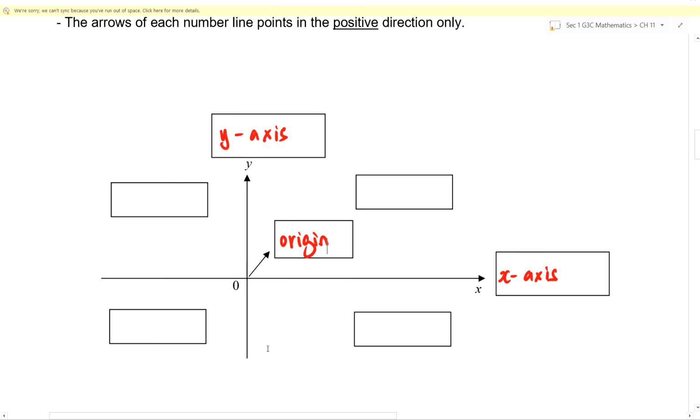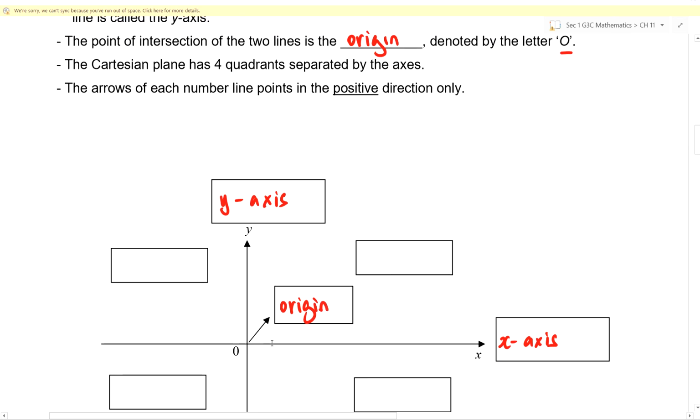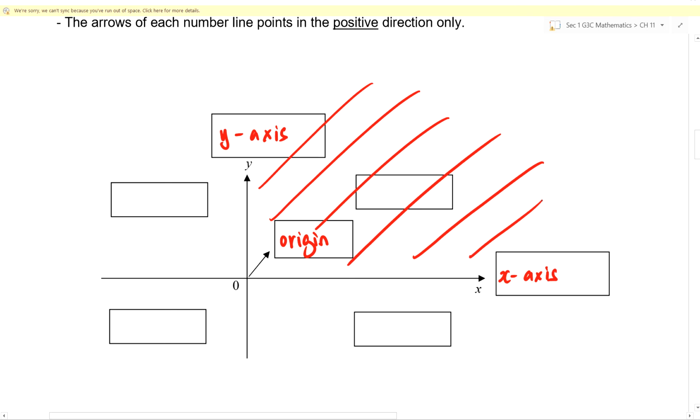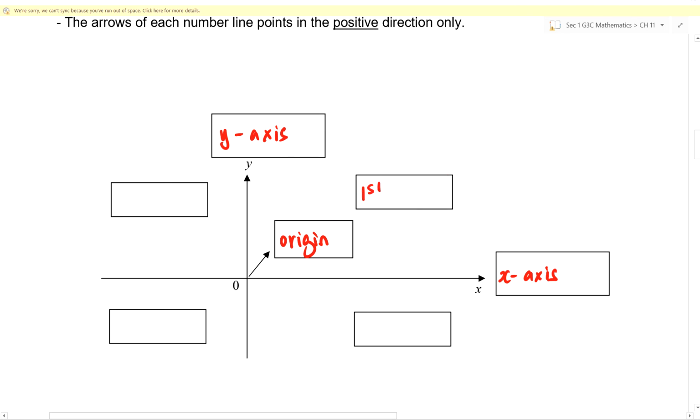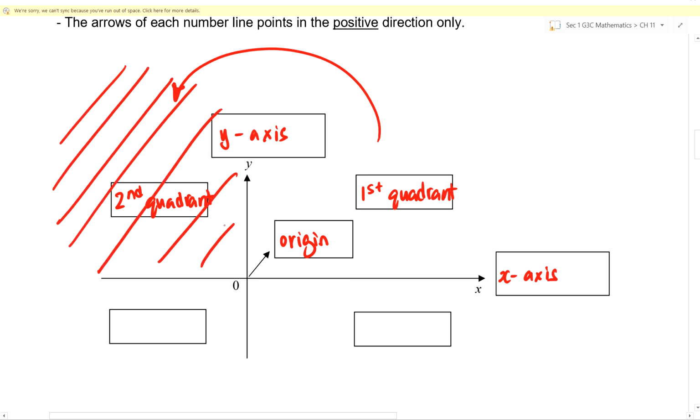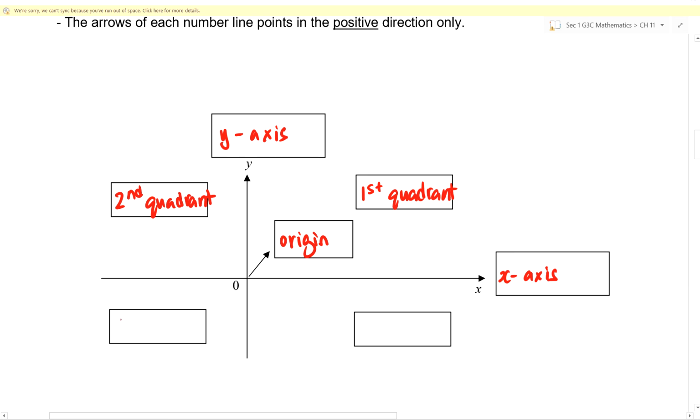This Cartesian plane has 4 quadrants. It is separated into 4 parts, separated by the x and y axis. So this region is known as the first quadrant. Then we go anti-clockwise. This is known as the second quadrant. So it refers to anything over here. Continue. This will be the third quadrant. And finally, the fourth quadrant.